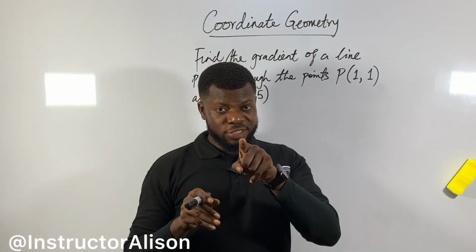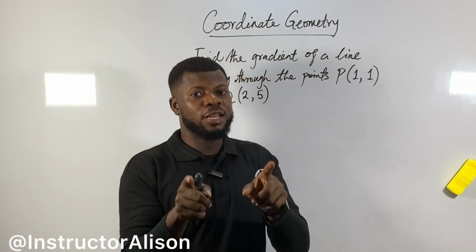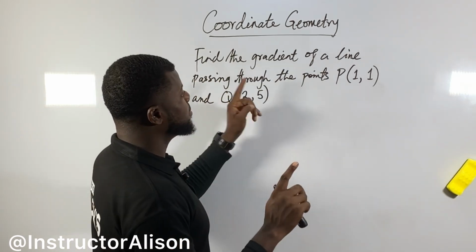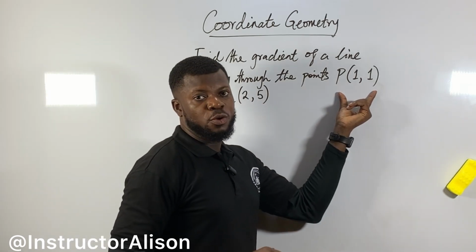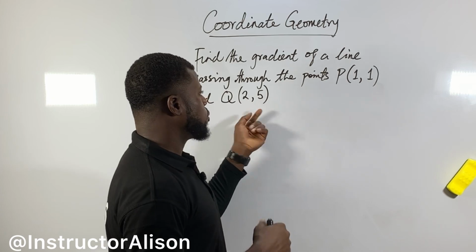So, to say this math they call coordinate geometry, they had a lot of students. So now I come to break everything down. The question is very simple. Find the gradient of a line passing through the point P(1, 1) and the point Q(2, 5).